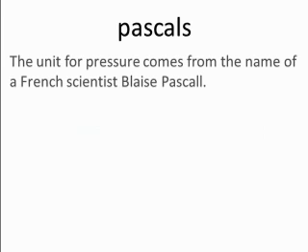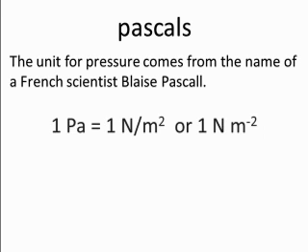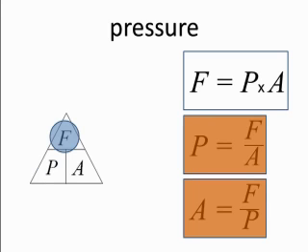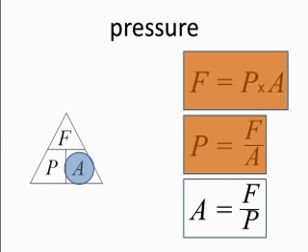Just a note on pascals. The unit for pressure comes from the name of a French scientist. 1 pascal is 1 newton per meter squared, or written 1 N m to the minus 2. And remember, you can make a magic triangle for pressure. If you're looking for pressure, it's F over A. If you're looking for force, cover the force and you end up with PA or P times A. And if you're looking for area, cover the A and you end up with F over P, or force divided by pressure.